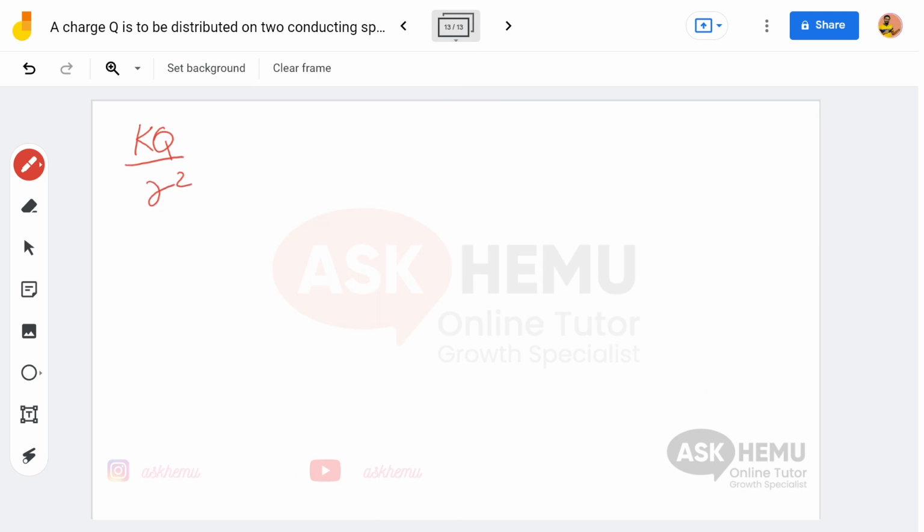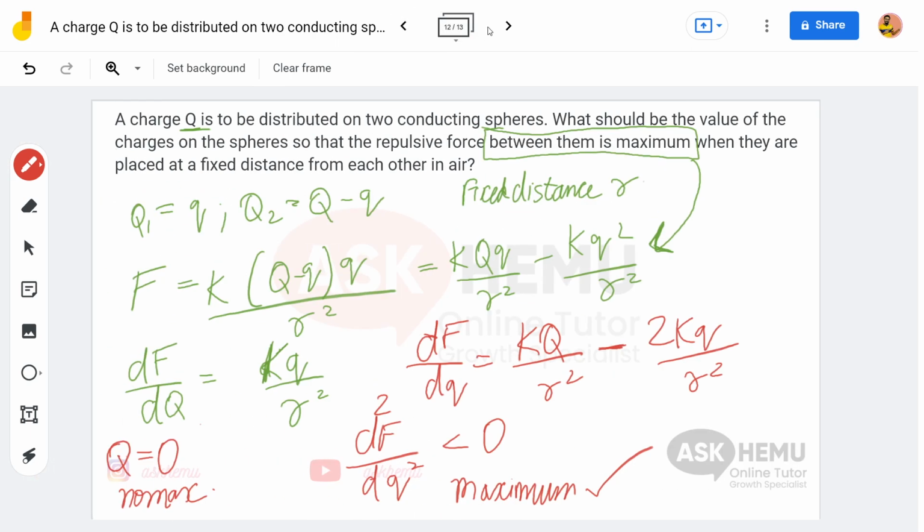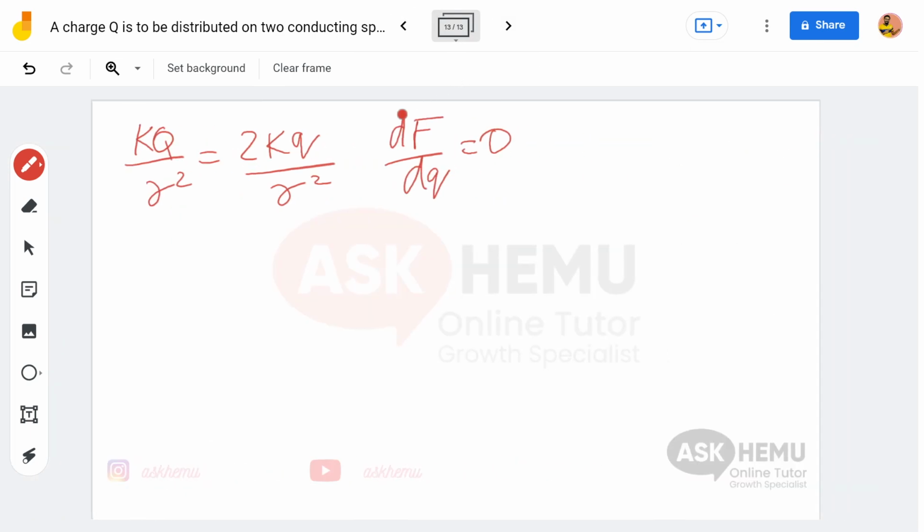kQ over r squared is equal to 2kq over r squared, because we are evaluating the condition df by d small letter q equal to 0. Now that we have an equation, we'll just cancel out all the terms and we get the final answer. Capital Q is equal to 2q, which means the charges are equally distributed. So q1 is equal to Q by 2 and q2 is also equal to Q by 2.